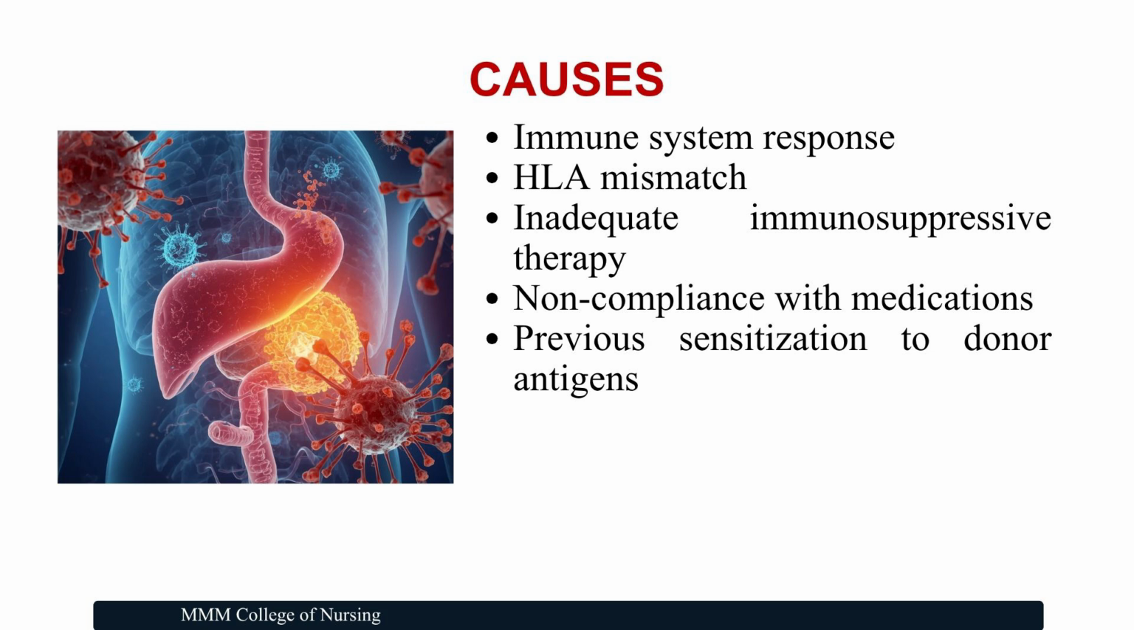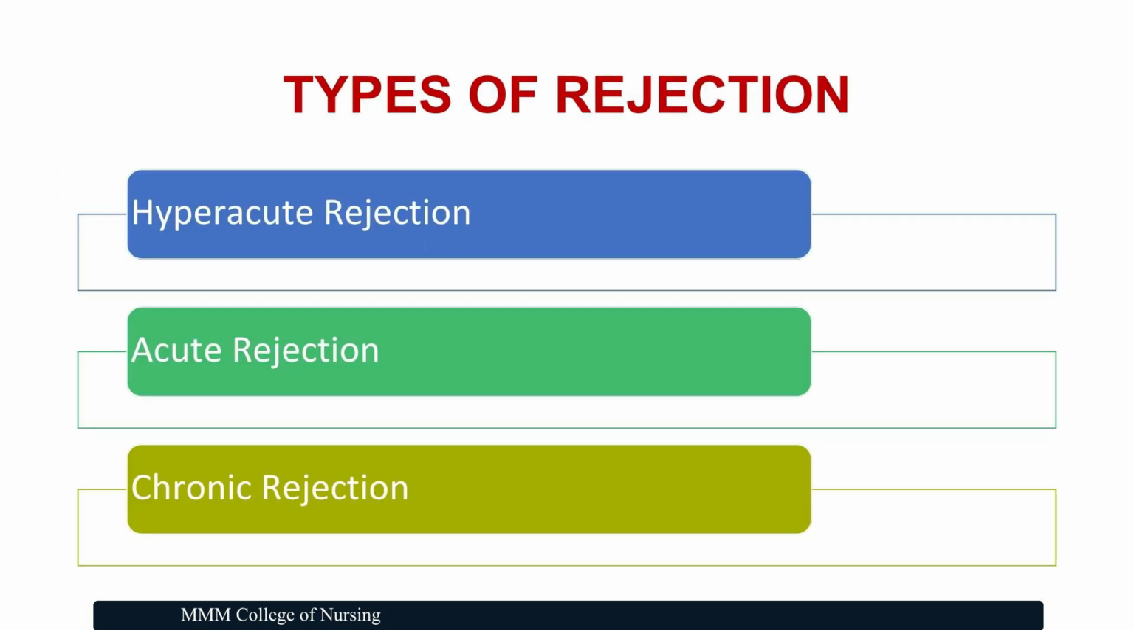Okay, now we'll move into the causes. The main causes include an overactive immune system response, and HLA mismatch, meaning the donor and recipient tissue types don't match well. Next one is inadequate immunosuppressive therapy, not enough medication to suppress the immune attack. Next cause is non-compliance with medication, a very common and preventable cause. And the last one is previous sensitization to donor antigens, meaning the recipient's body was already exposed to similar antigens before. Now we'll move into the main thing, types of rejection.